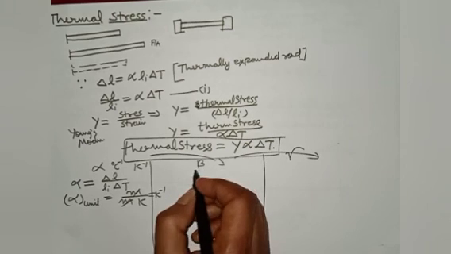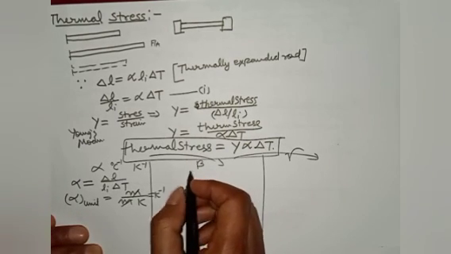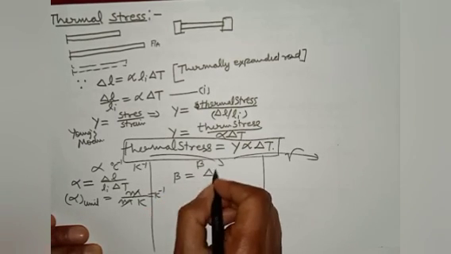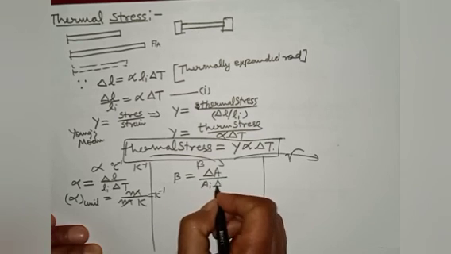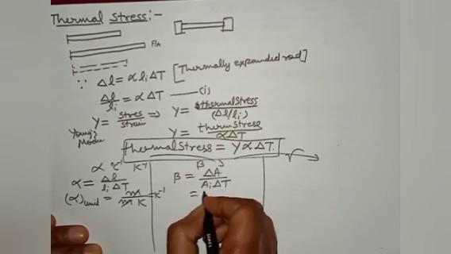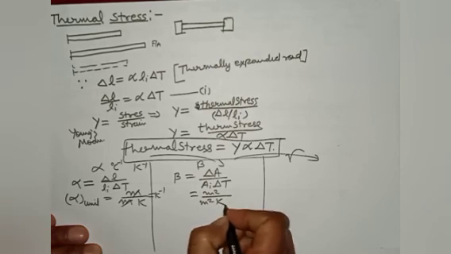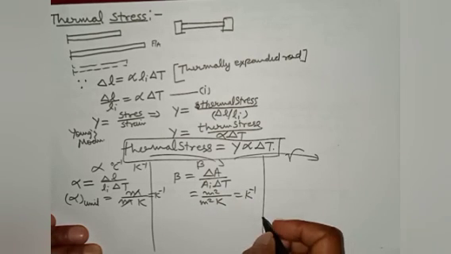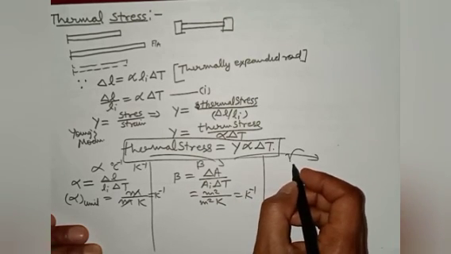If we take the formula for beta, it will look like this. Once again, meter square by meter square Kelvin. So finally it is Kelvin inverse. And in the same way for gamma, you can try it on your own.